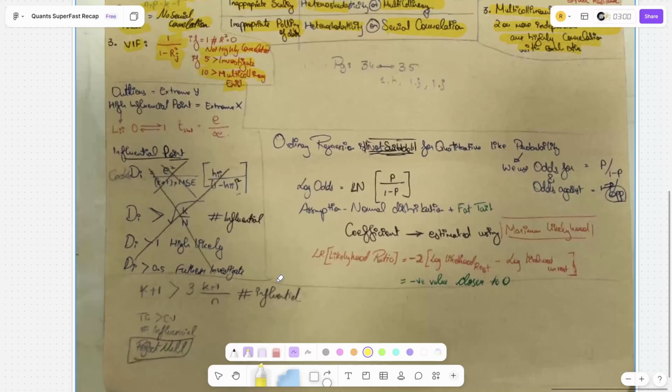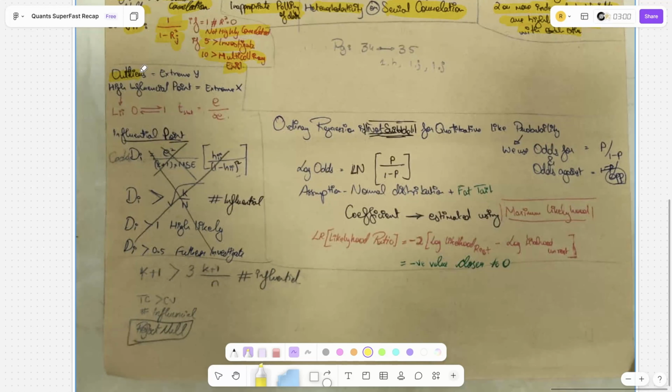Now coming to the next one, outliers. Outliers are basically extreme dependent terms, and a high leverage point is an extreme independent term. You don't have much in that. It's just saying that if the high leverage point is between 1 and 0, then we use the t-test, being the error divided by the standard error.